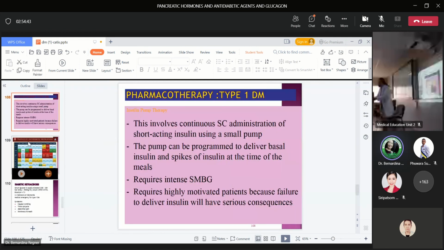Okay, now you will have continuous subcutaneous administration of short-acting insulin using a small pump. The pump can be programmed to deliver basal insulin and spikes of insulin at the time of meals. It requires highly motivated patients because failure to deliver insulin will have serious consequences.